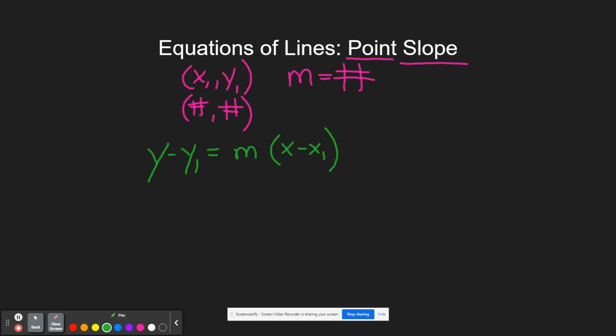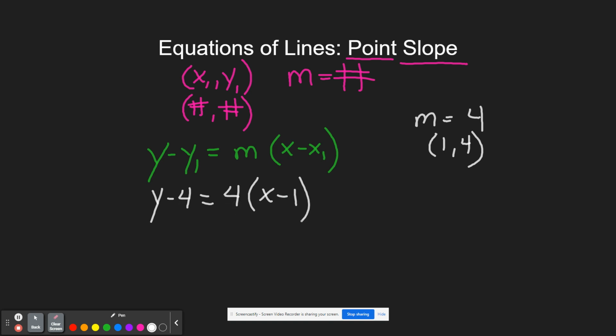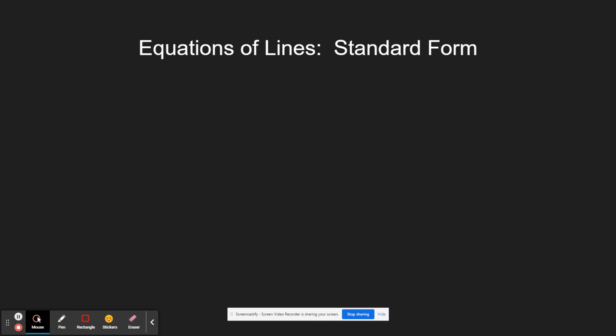minus x1. Okay, so a common question might be, slope is 4, and it contains the point 1, 4. Find the equation of the line in point slope form. Well, that would be y minus 4 is 4 times x minus 1. If you have a negative number, then it's x minus a negative 1, and you just make it a positive. Okay, hopefully that helps.